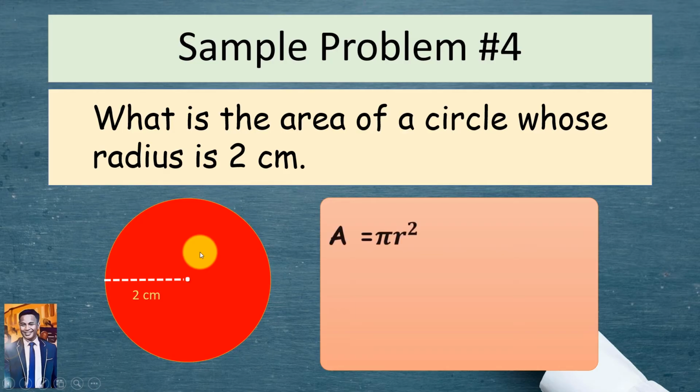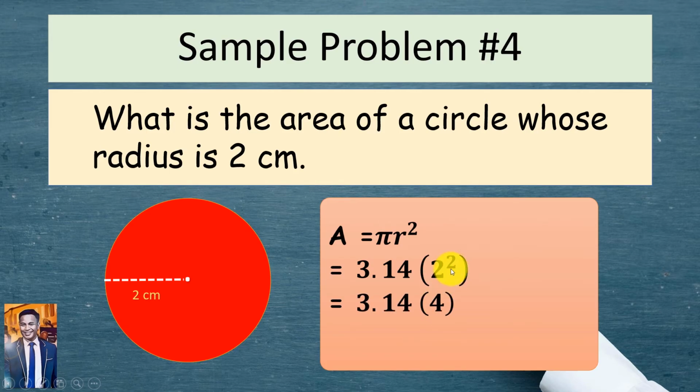Now, let's have the formula. Area is equal to pi r squared or pi r raised to 2. Now, we substitute. Okay, pi is 3.14 and our r is 2. So, raised to 2. Now, 2 raised to 2, that is 4. Siyempre, PEMDAS rule tayo. Unahin natin yung nasa parenthesis, tapos exponents. So, that makes it 2 times 2, that's 4.